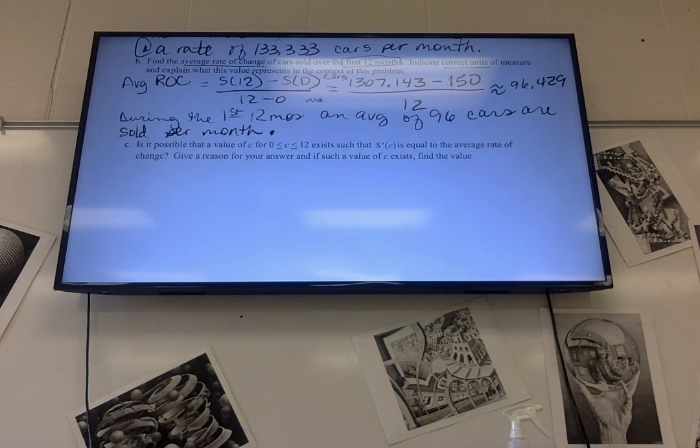Okay, C. Is it possible that a value of C, for 0 to 12, exists such that S prime of C is equal to the average rate of change? What is that? Which theorem? MVT. No, Rolle's is when S prime of C would be equal to 0. That's Rolle's. I haven't even done the work. Okay, so that's going to be our reason for the answer. Okay, so first off, I got there on 18.